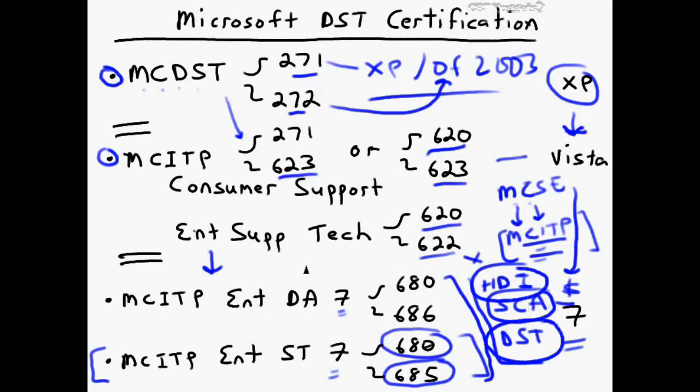Now, obviously, Microsoft DST skill set is mostly on the technical competency side. There's little to no soft skills. HDI is just the opposite. It's all soft skills with no tech.